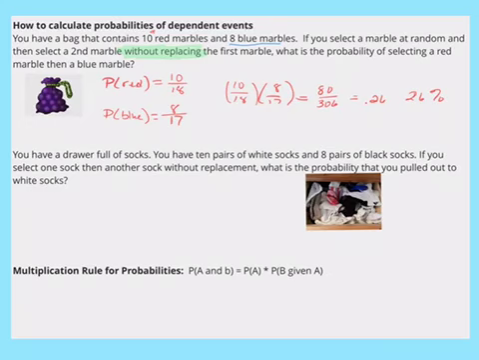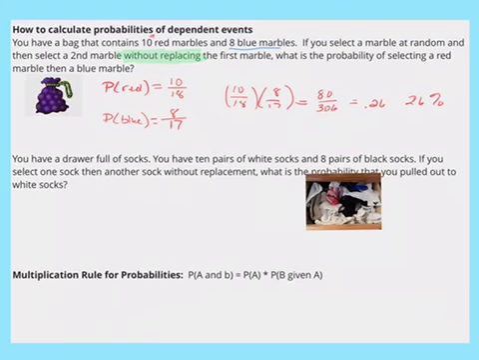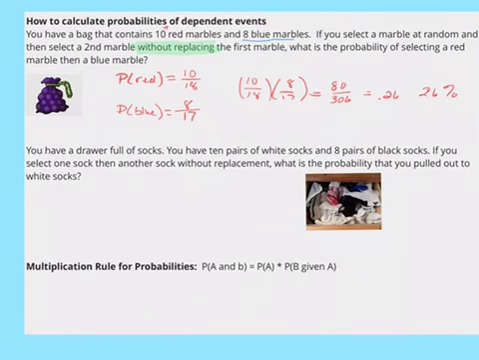So here we have a sock drawer, a drawer full of socks. You can see in the image here we have a messy sock drawer. And you have 10 pairs of white socks and 8 pairs of black socks. If you select one sock, then another sock without replacement, what's the probability you pulled out 2 white socks? We have 10 pairs of white socks, which means we have 20 white socks, right? And 8 pairs of black socks, which means we have 16 black socks.